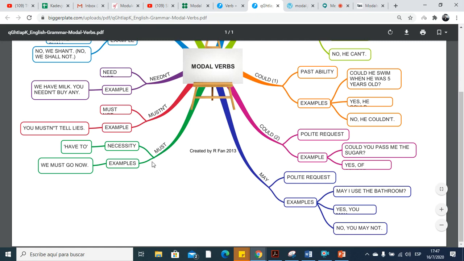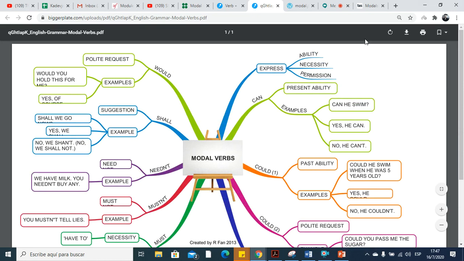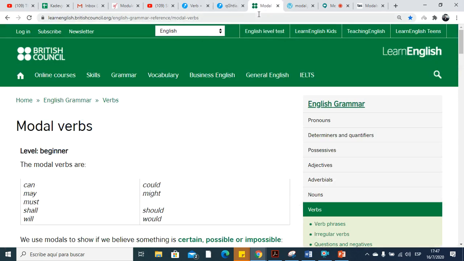So must, the green one, says have to, necessity, and then the example, we must go now. When you have an obligation or a necessity, you can say have to or you can say must. Right now, I have given you guys a big picture of modals. I know it's a lot of information and a little bit complicated, but don't worry.